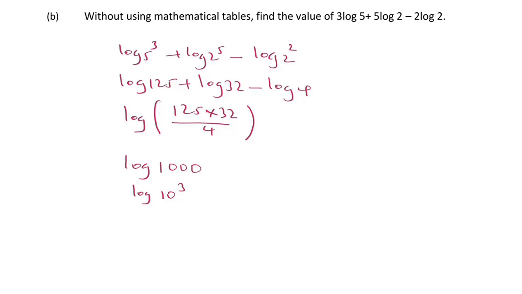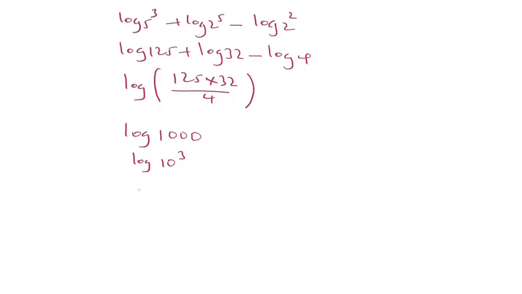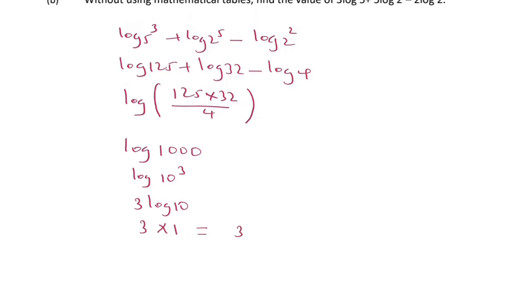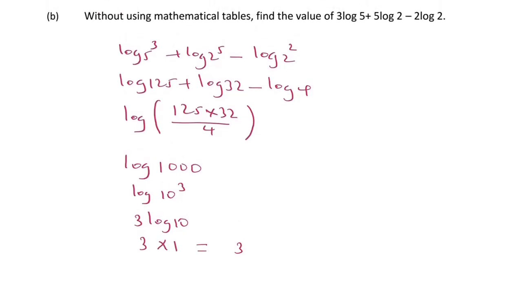Let us now apply the exponential rule. Then we have 3 log 10. Okay, we know that log 10 equals 1. Then we have 3 times 1, which, solving this, we have 3. And this is going to be our answer.